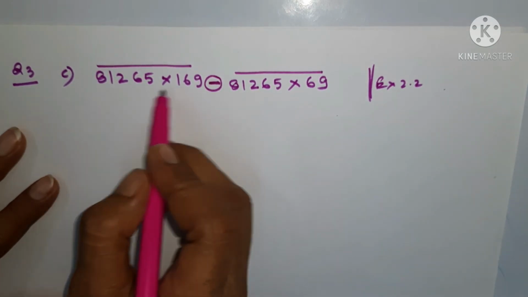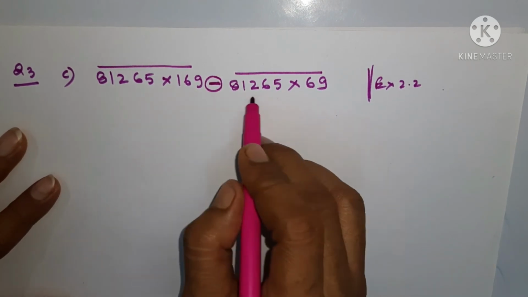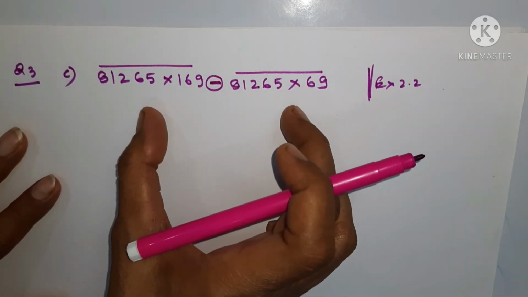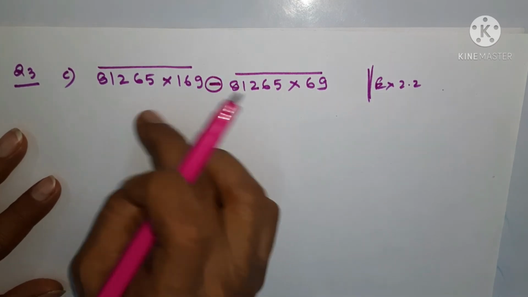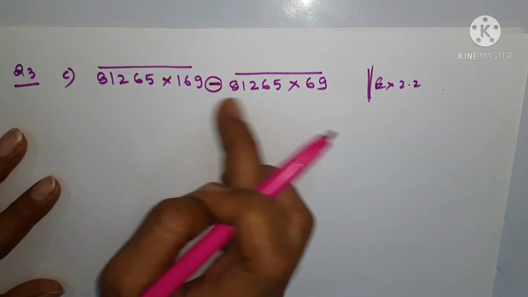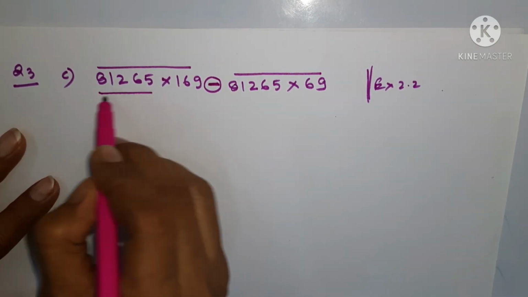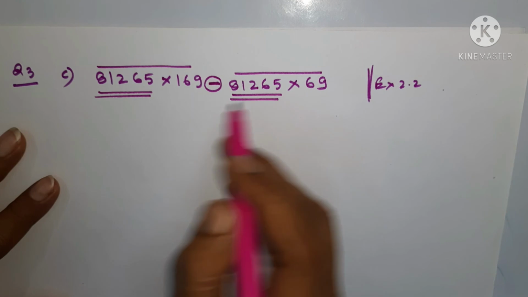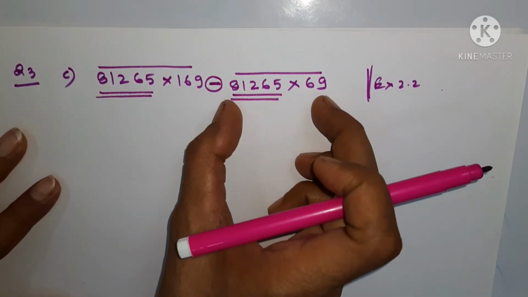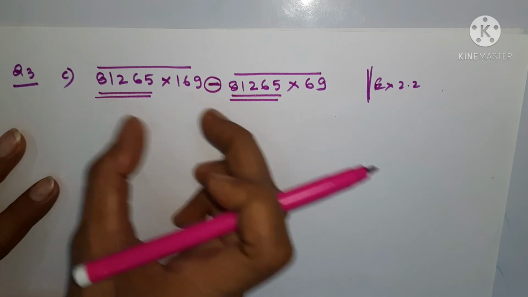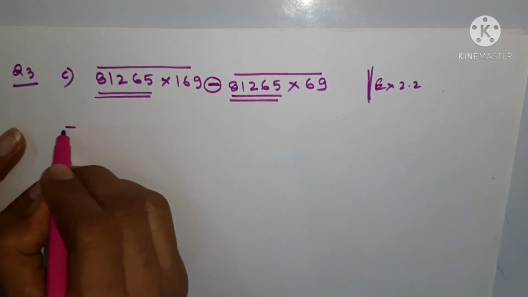Now, out of this first group and this second group, if you observe carefully, you can see that something is common in both. These two numbers are common. It means from this group and from this group, you can take out these two numbers as common. Let us take it out.